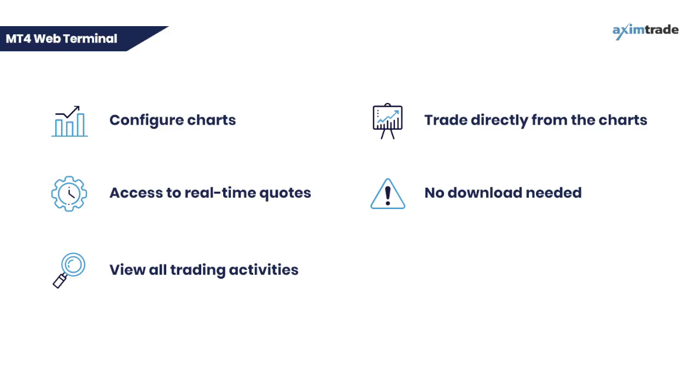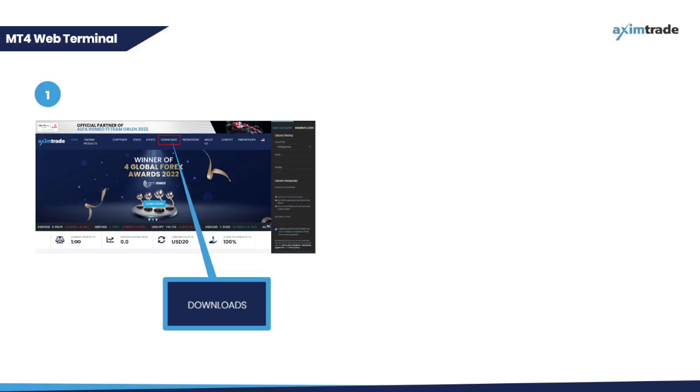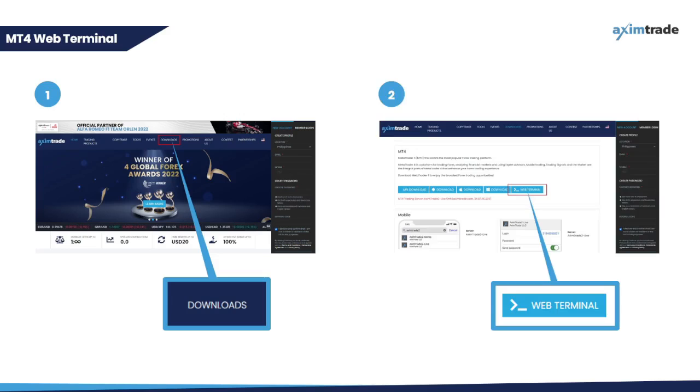In order to start trading with AximTrade Web Terminal, traders are required to go to our website, which is www.aximtrade.com, then click on the download section, and then click on the Web Terminal button.